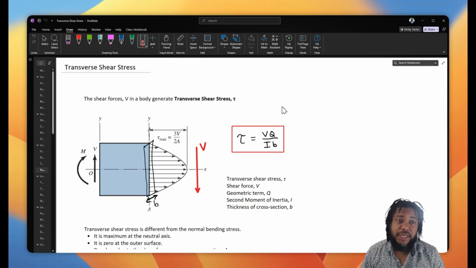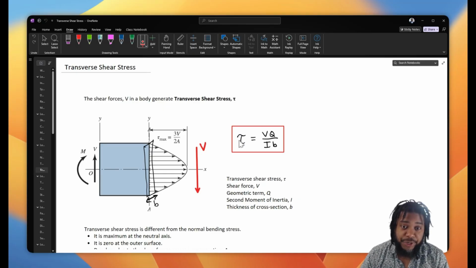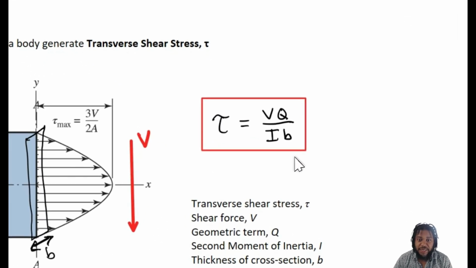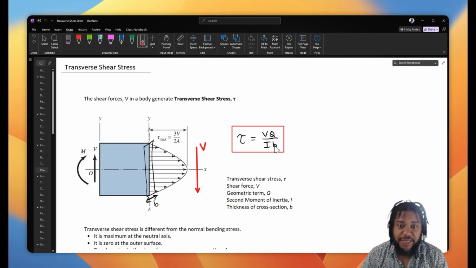Hello. Today we're going to learn about transverse shear stress. When we apply shear forces to a body, it generates within that body transverse shear stress, tau, where the transverse shear stress, tau, is equal to the magnitude of the shear force, times a geometric term Q, divided by the second moment of inertia times the thickness of the cross-section.